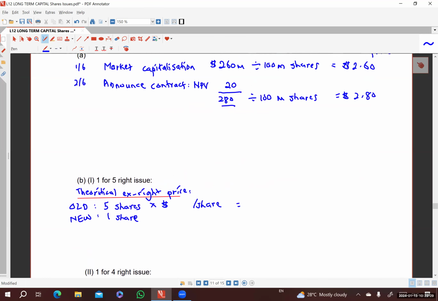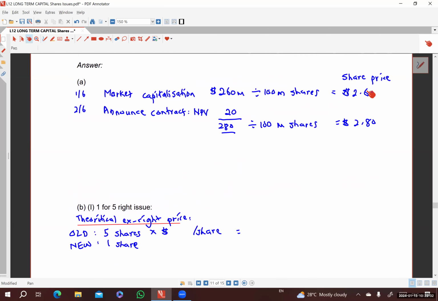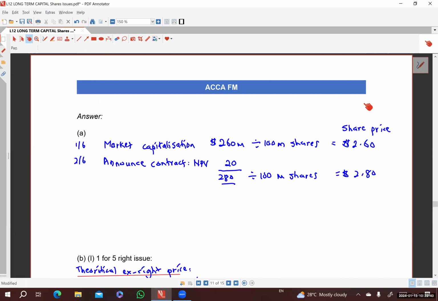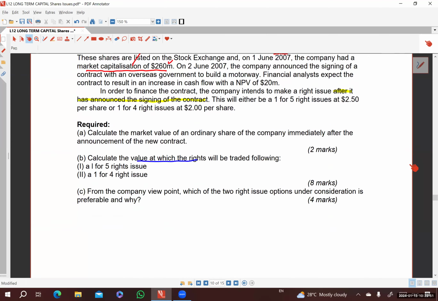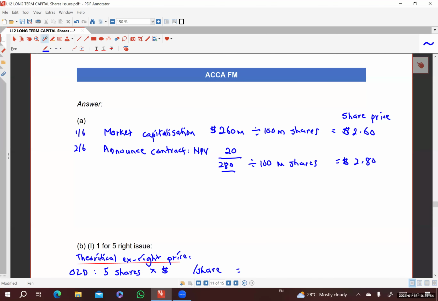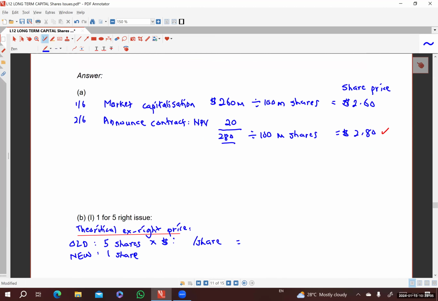The share price now, you have 260, you have 280, two different prices. Here's where the timing is important. The question says the right issue is after you announce the contract. So after you announce the contract, the share price should be 280, right? So the right issue is after this. The timing is important. So 280.